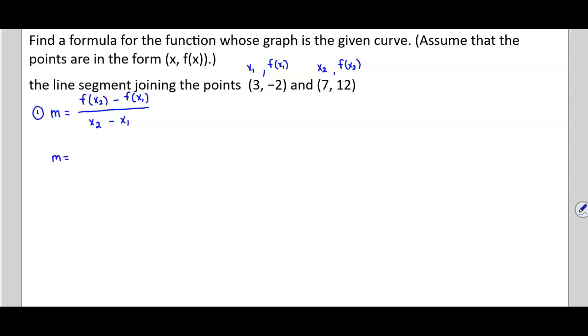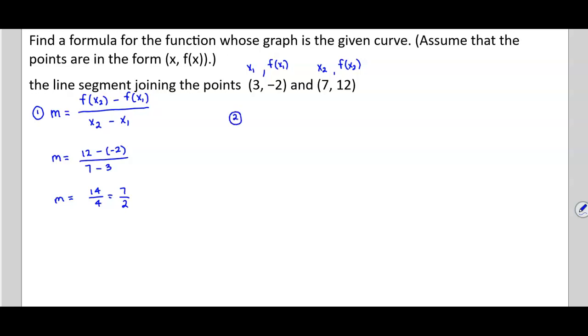So we know that f of x2 is 12 minus f of x1, which is -2, and then we're going to divide that by x2, which is 7, minus x1, which is 3. Therefore, we get the slope: it's going to be 12 plus 2, which is 14 over 4, which reduces to 7 over 2. So there is our slope.